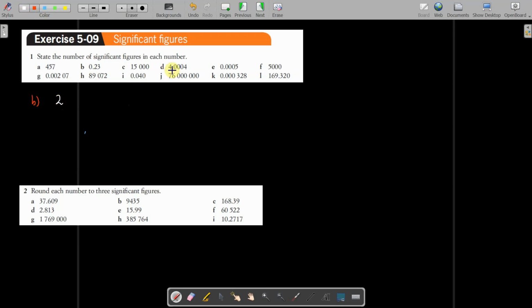Where's another one with decimal point? Part D. So you count the ones in the middle and the ones at the end. For D, there's nothing in the beginning, so don't worry about that. There's nothing at the end, don't worry about that. But there are 3 in the middle, so you include them. So you count everything. The 4, because that's not 0. So 1, 2, 3, 4, 5. 5 significant figures for D. Remember, decimals, you don't count the zeros at the beginning, but you do at the end and in the middle.